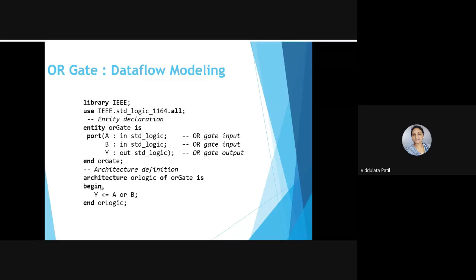And after that, the architecture, for OR logic, that is the name used for this architecture of the entity OR gate is, then begin, and then Y is assigned A or B. So here this is the keyword that is used for the OR gate. This OR will do the OR function. And then end of this OR logic architecture. So here is a very simple program for the data flow.